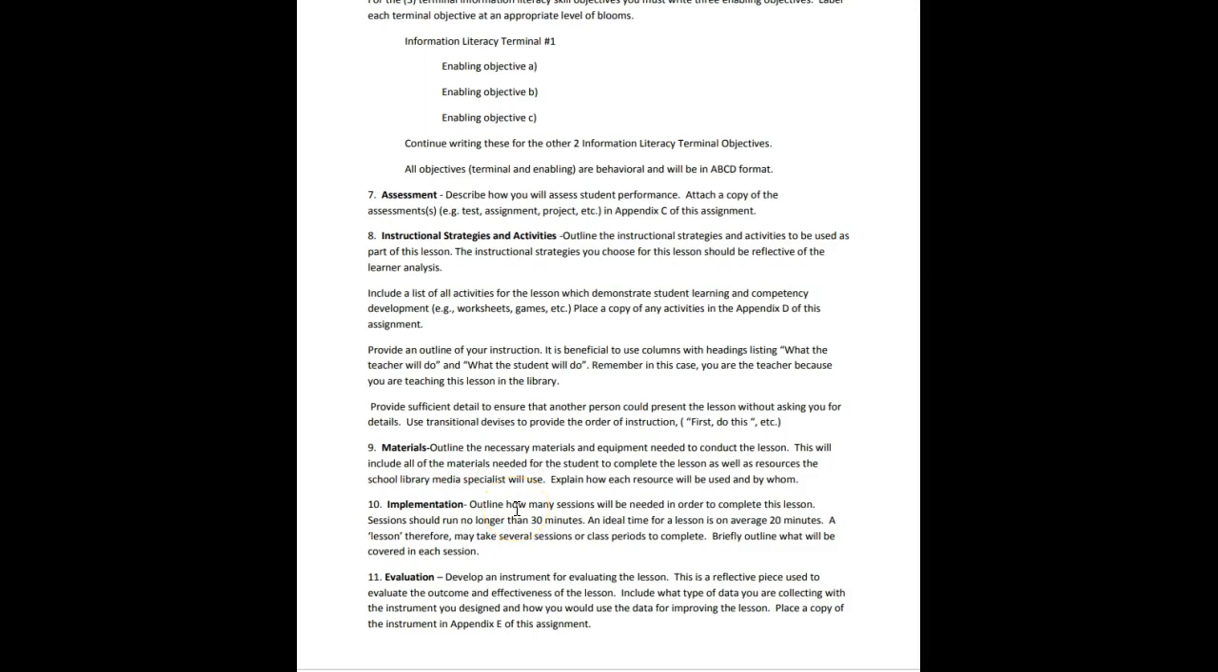So outline how many sessions will be needed in order to complete this lesson unit. Typically, lessons shouldn't be longer than 30 minutes. And by lesson, that means direct instruction from you as the teacher librarian. An ideal time for a lesson is on average about 20 minutes. You kind of call those mini lessons.